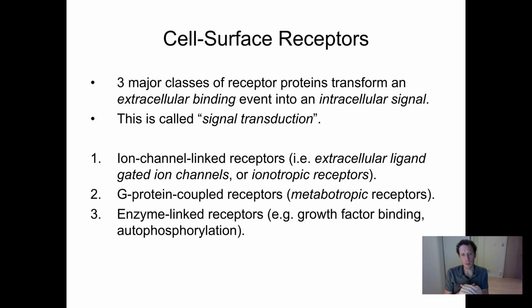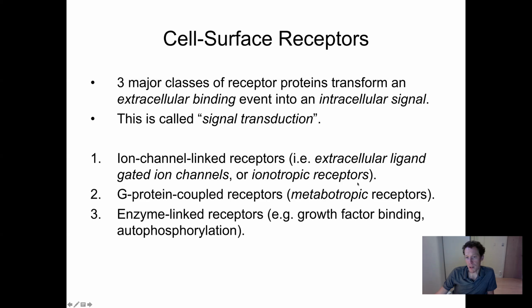And examples of that will be glutamate receptors and acetylcholine receptors that I'll talk about in the next video. After that, in another video, I'll talk about G-protein coupled receptors. These are what we call metabotropic receptors. So the first one are ionotropic receptors, because their activation leads to a flow of ions.